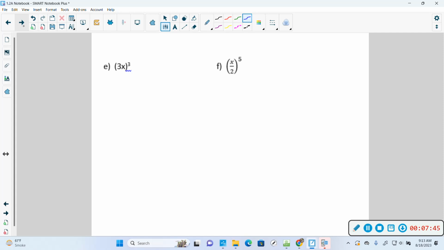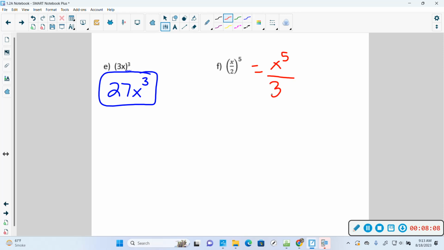Still not that bad. Okay, just make sure you cube everything in the parentheses on the first one. 3 cubed, 3 times 3 times 3. And we're going to cube the x. Like it. Same thing for f. We're just going to raise everything to the 5th. What's 2 to the 5th power? 32. Okay. Too easy.